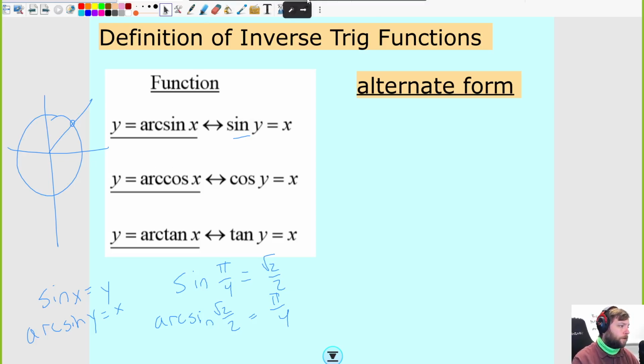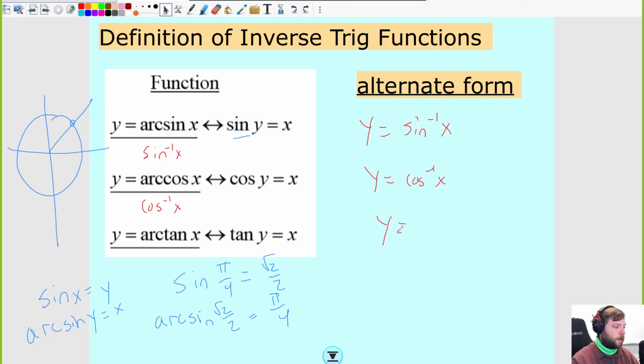Now, another way of writing arc sine is sine to the negative 1 of x. That means inverse sine as well. Or cosine to the negative 1 of x. I think that's what I mean by alternate form. Say y equals sine negative 1 of x, y equals inverse cosine of x, or y equals inverse tangent of x.